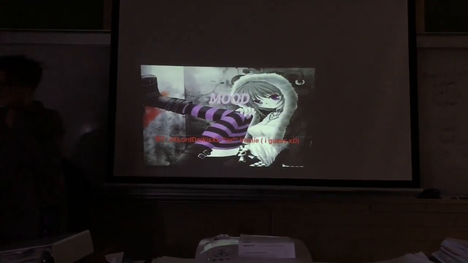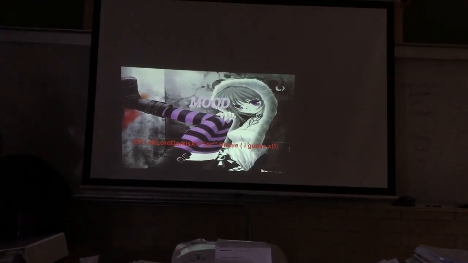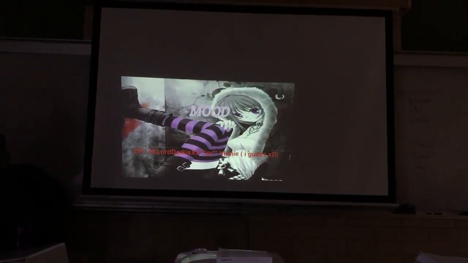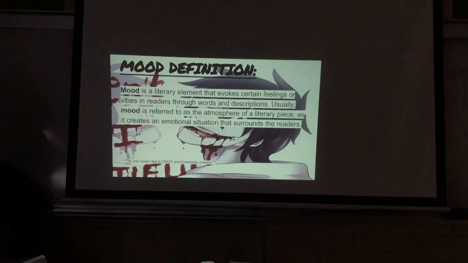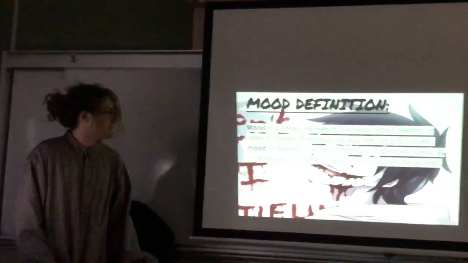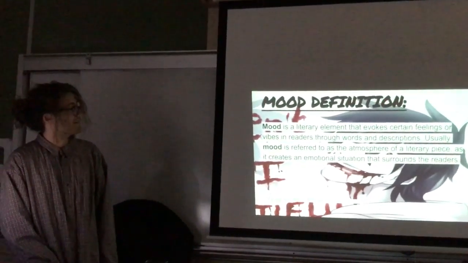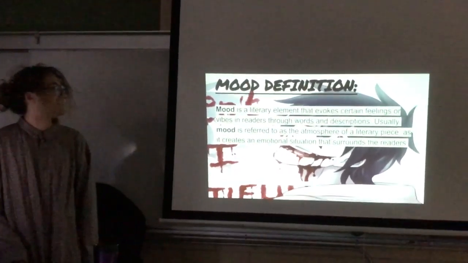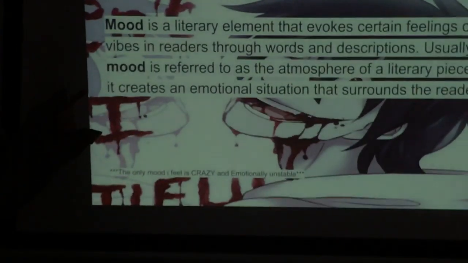And so here's the definition for mood. Right here. Definition of mood is a literary element that evokes certain feelings or vibes in readers through words and descriptions. Usually mood is referred to as the atmosphere of a literary piece as it creates an emotional situation that surrounds the readers.